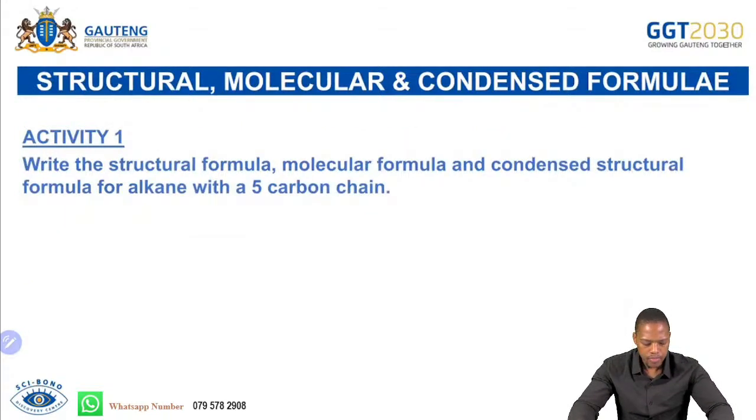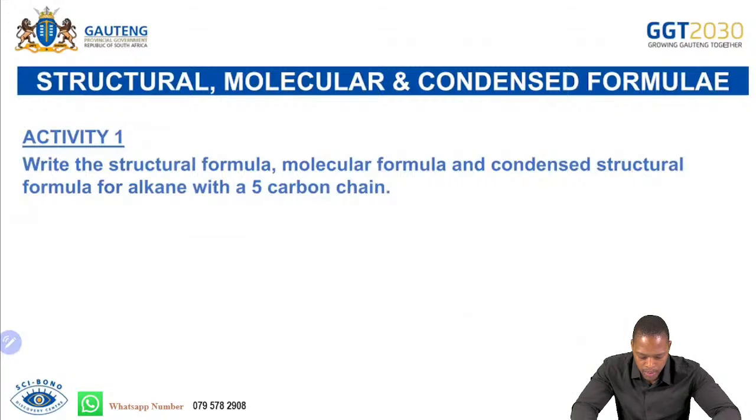Here they are saying write the structural formula, a molecular formula and a condensed structural formula for an alkane with 5 carbons. So we are supposed to write a structural formula, a molecular formula, and a condensed structural formula. That's the order in which I want you to always do them. Always do structural, always do molecular, and always do condensed. That way, this becomes second nature to you.